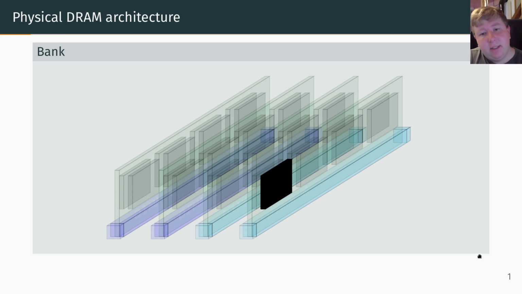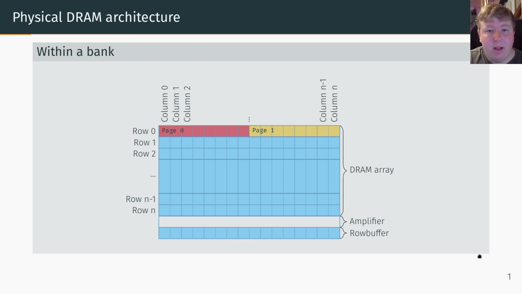However, there are systems where one bank spans multiple integrated circuits or where one integrated circuit contains multiple DRAM banks. Within such a bank, there is the DRAM array, there are amplifiers, and there's the row buffer. One row within the DRAM array typically has a size of 8 kilobytes.